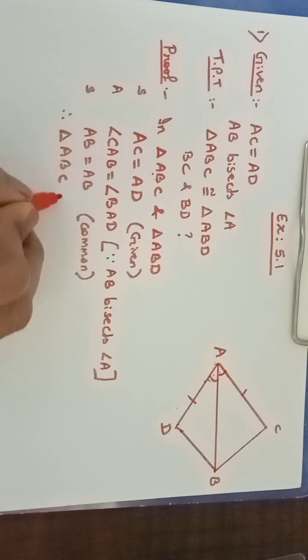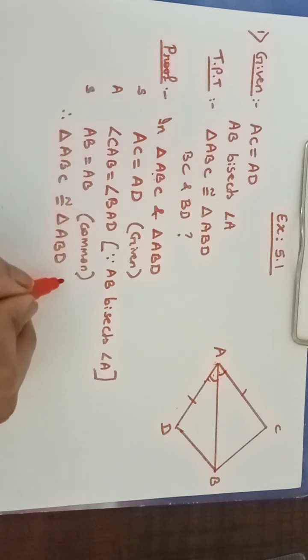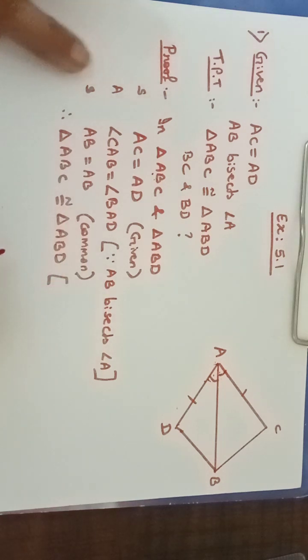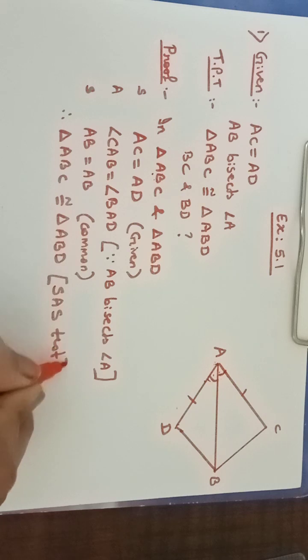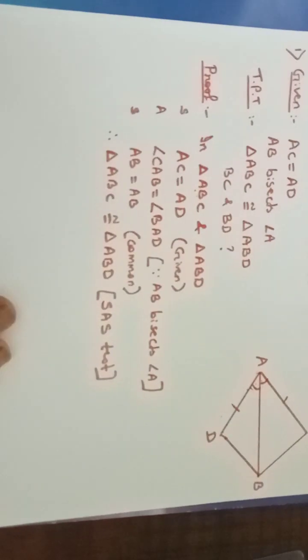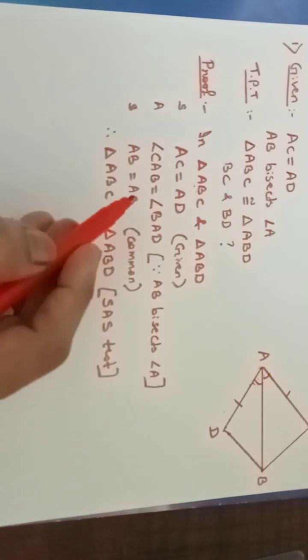Therefore triangle ABC is congruent to triangle ABD and the reason is what? SAS test. So in this way you can prove two triangles are congruent by checking for three parameters.